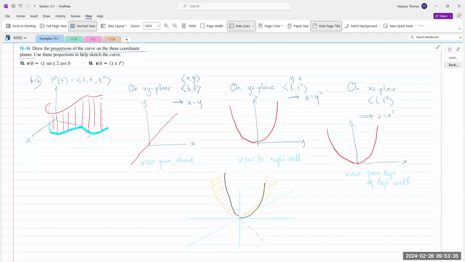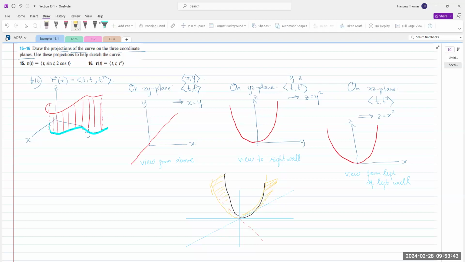Okay. So this guy here, this guy here is this guy. Okay, the shadow of that space curve on the YZ plane.